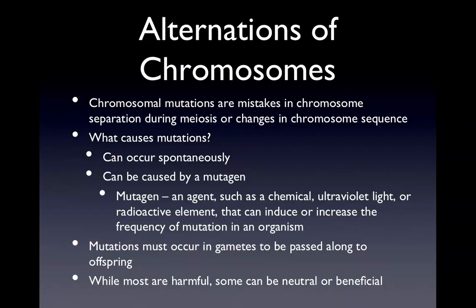All right, something's gone wrong in your proofreading, which we'll talk about with your DNA coming up in the next unit. So mutations that occur in your gametes only, your sex cells, your egg and your sperm, are the only mutations you can pass along to an offspring.